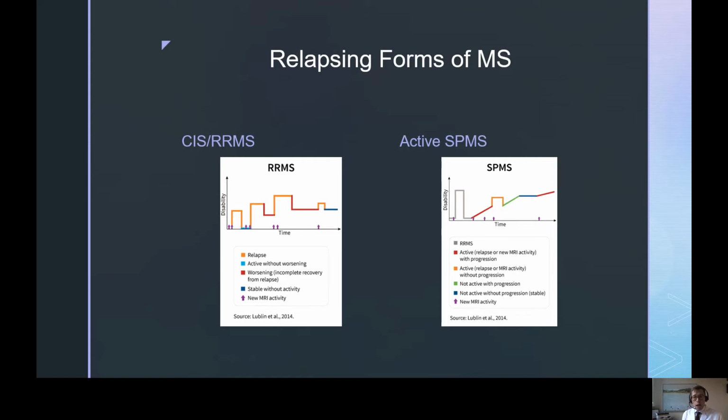The other phase of MS, which we're not going to speak too much about today, is primary progressive MS, which occurs in about 10% of patients, and patients typically present with no history of relapses. Their disease slowly worsens over time. Mostly, patients notice problems with walking.